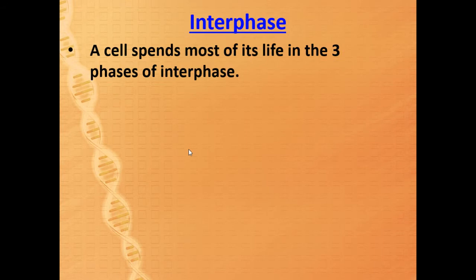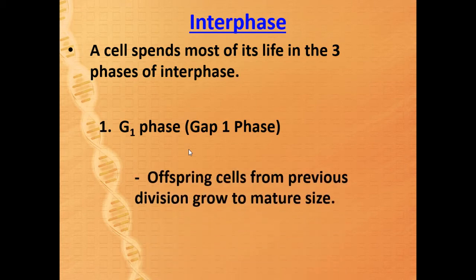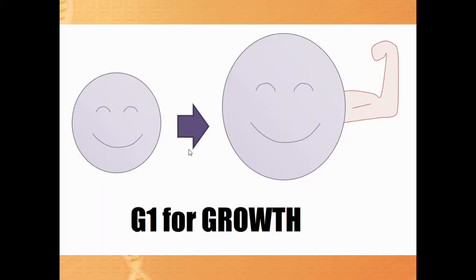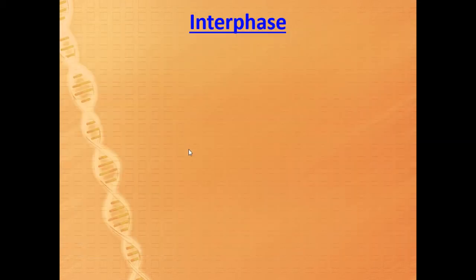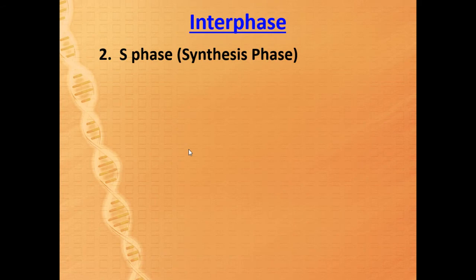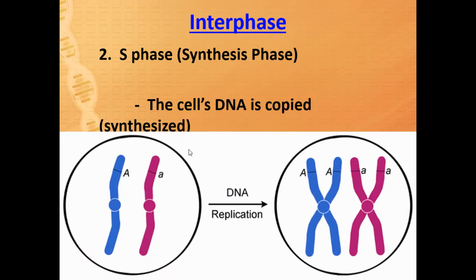The cell spends most of its time in these 3 phases of interphase. G1 phase, which is the gap 1 phase. This is where the offspring cell from the previous division is going to grow to a mature size. So G1 is for growth. The S phase is the synthesis phase. This is where the cell's DNA is going to be copied. A fancy word for copy is synthesized.